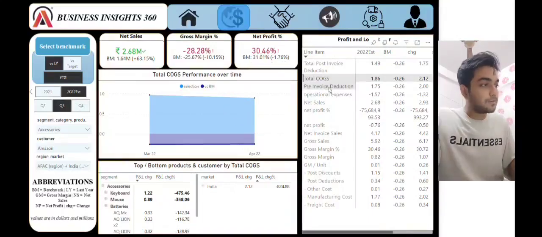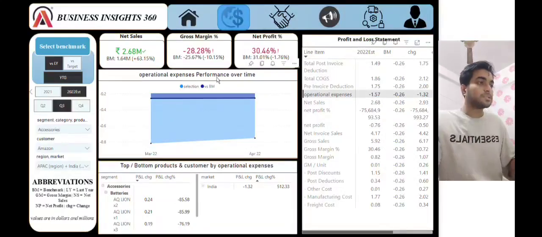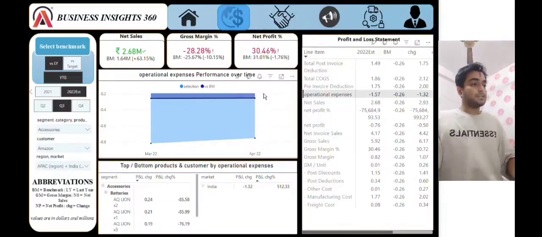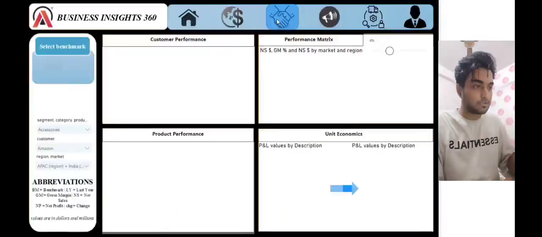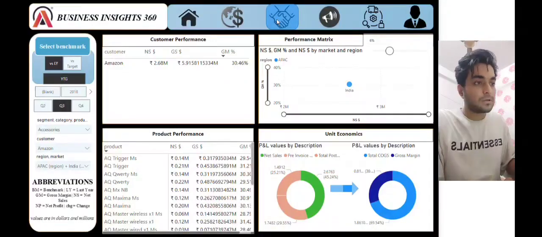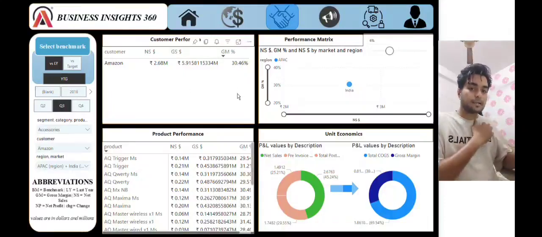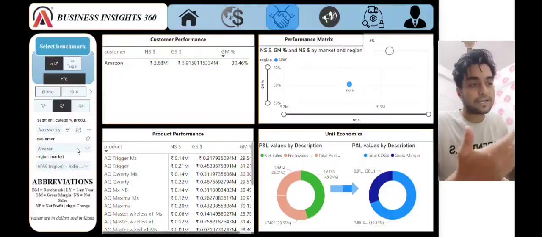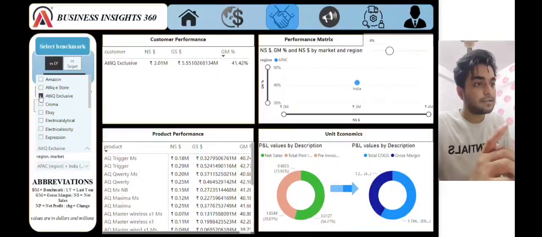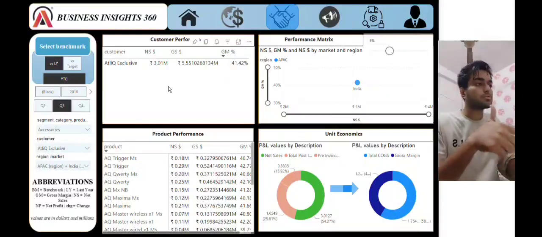Now the upper ribbon you see has the home button, finance view, sales view, marketing view, supply chain, and executive view. Let's shift to the sales view. All the filters remain the same. What changed is that we've got the customer performance card. Since we had already selected Amazon, this time we can select, let's say, Atleek Exclusive. It's going to show us all the KPI cards related to Atleek Exclusive and what performance it had over the course of time in the year we have selected. We had selected 2022 earlier, so this is all related to 2022.